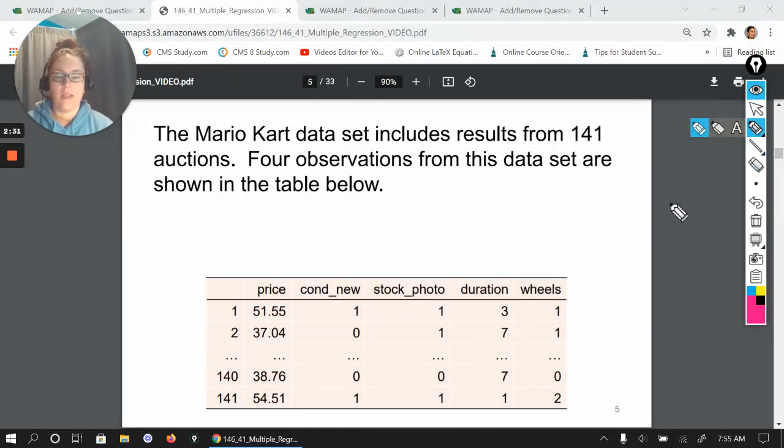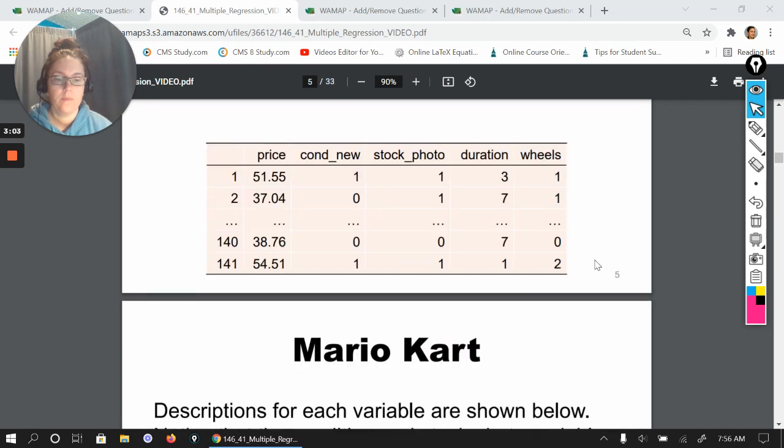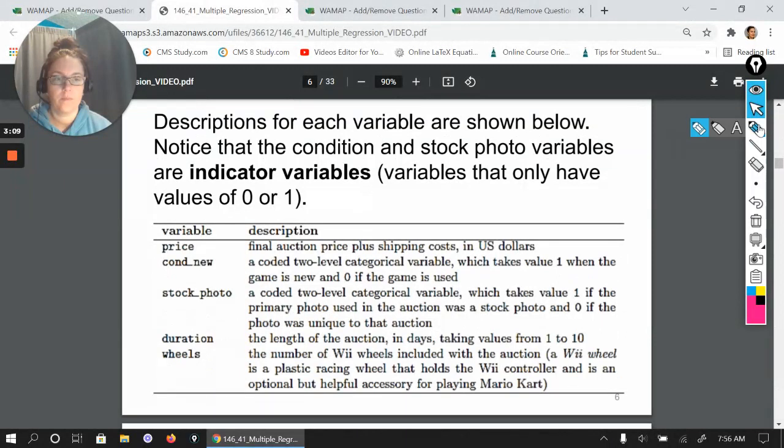The Mario Kart dataset includes results from 141 auctions. 4 observations from this dataset are shown in the table below. So each row represents a different auction. Descriptions for each variable are shown below.